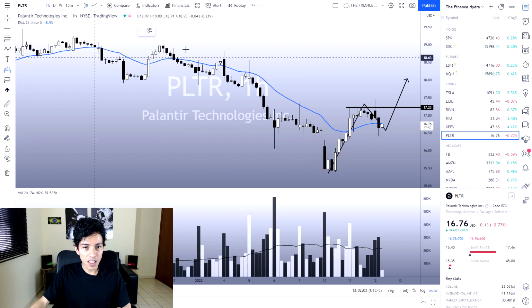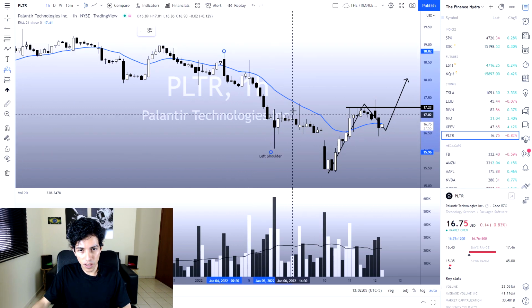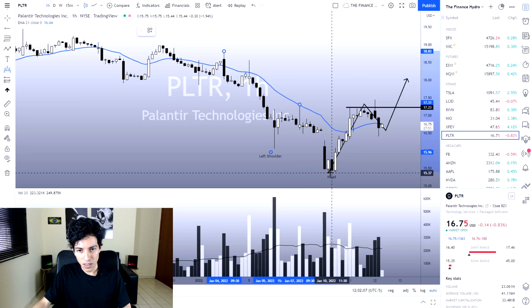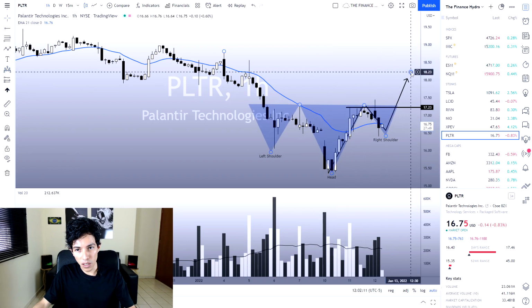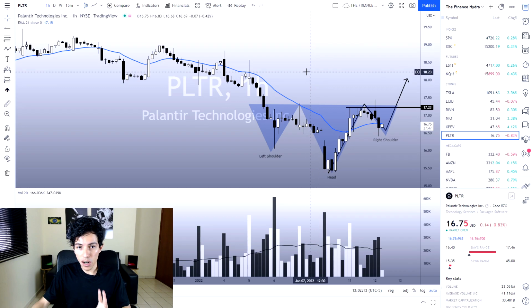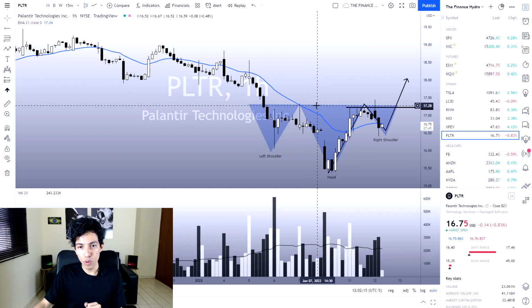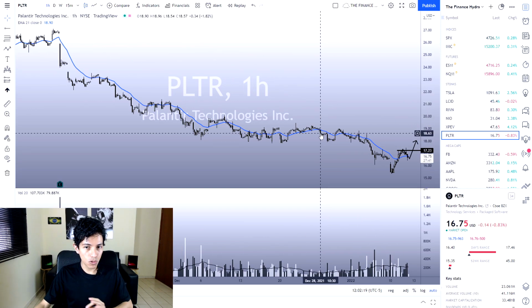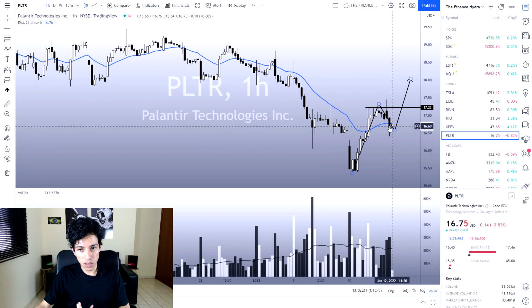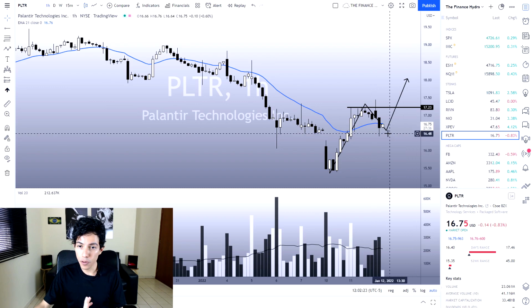What's more, this might even be an inverted head and shoulders, right? See, there is the idea of an inverted head and shoulders on Palantir. Inverted head and shoulders are classic bullish reversal chart patterns. So yes, there is the chance we're going to see this happening on Palantir. However, we must wait for confirmation.